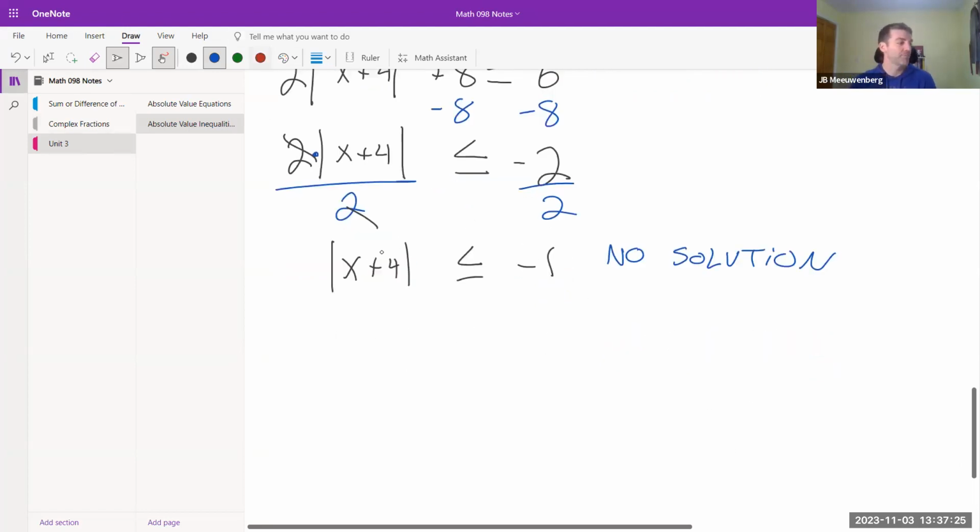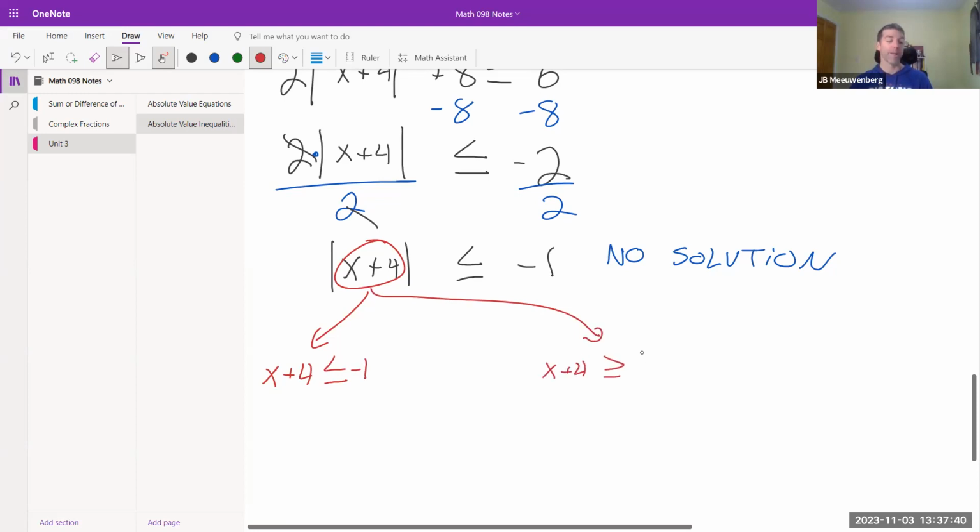Now, if you missed that when you were working it out, there's still a way for you to catch it. Here's how. Do the same thing we've done before. Take your x plus 4, write it as x plus 4 is less than or equal to negative 1, and take your x plus 4 and write it as greater than or equal to positive 1, right? Flip this stuff around. And if you solve both of those, you get x is less than or equal to, minus 4 from both sides, negative 5. And if we subtract 4 from both sides here, we get x is greater than or equal to negative 3.